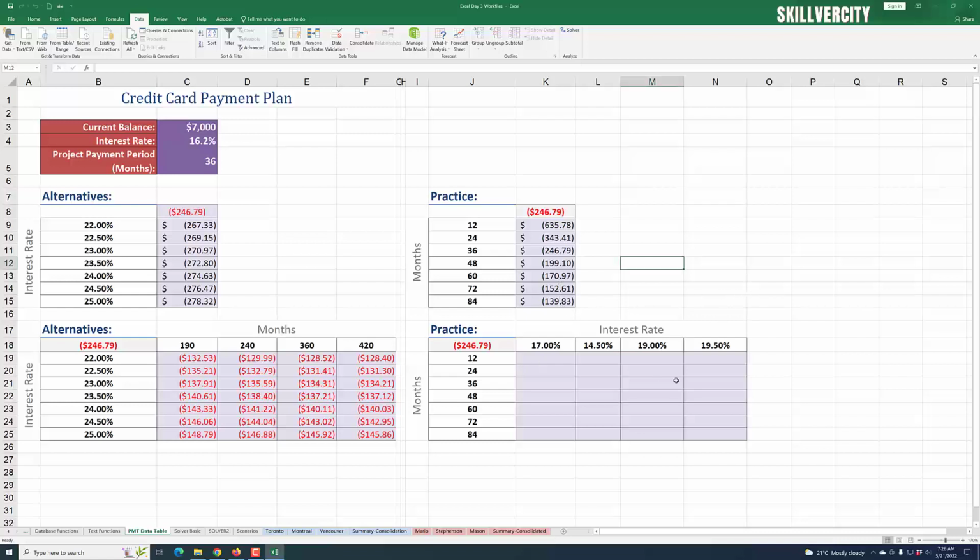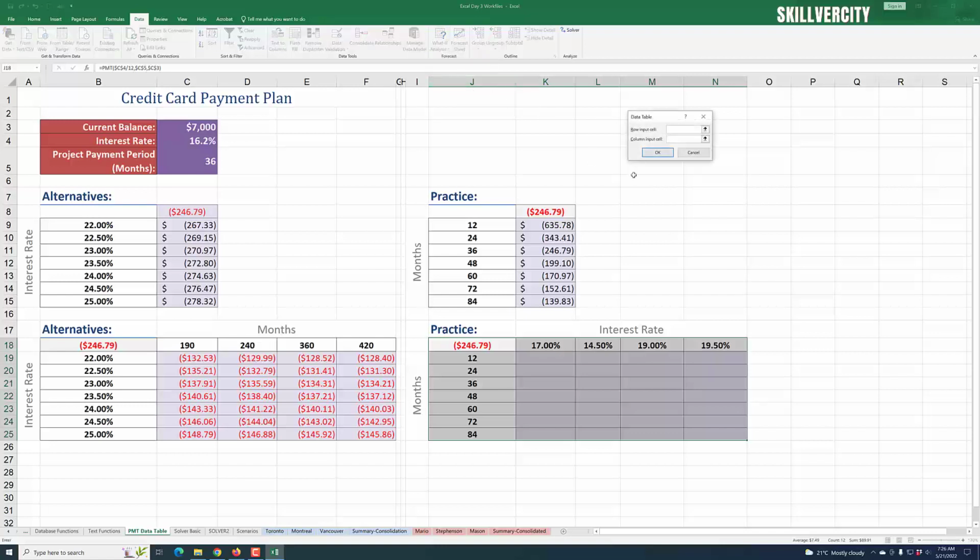Okay, so let's do the last one here using two-point data. So I'm going to select the table as usual, go to the data tab, find the what if analysis command, and click on the drop down menu to find the data table. So we're going to do again what we did here. The column cell is going to be the months, so click on cell C5 here, and the row input cell is going to be the interest. So again, we click on cell C4.